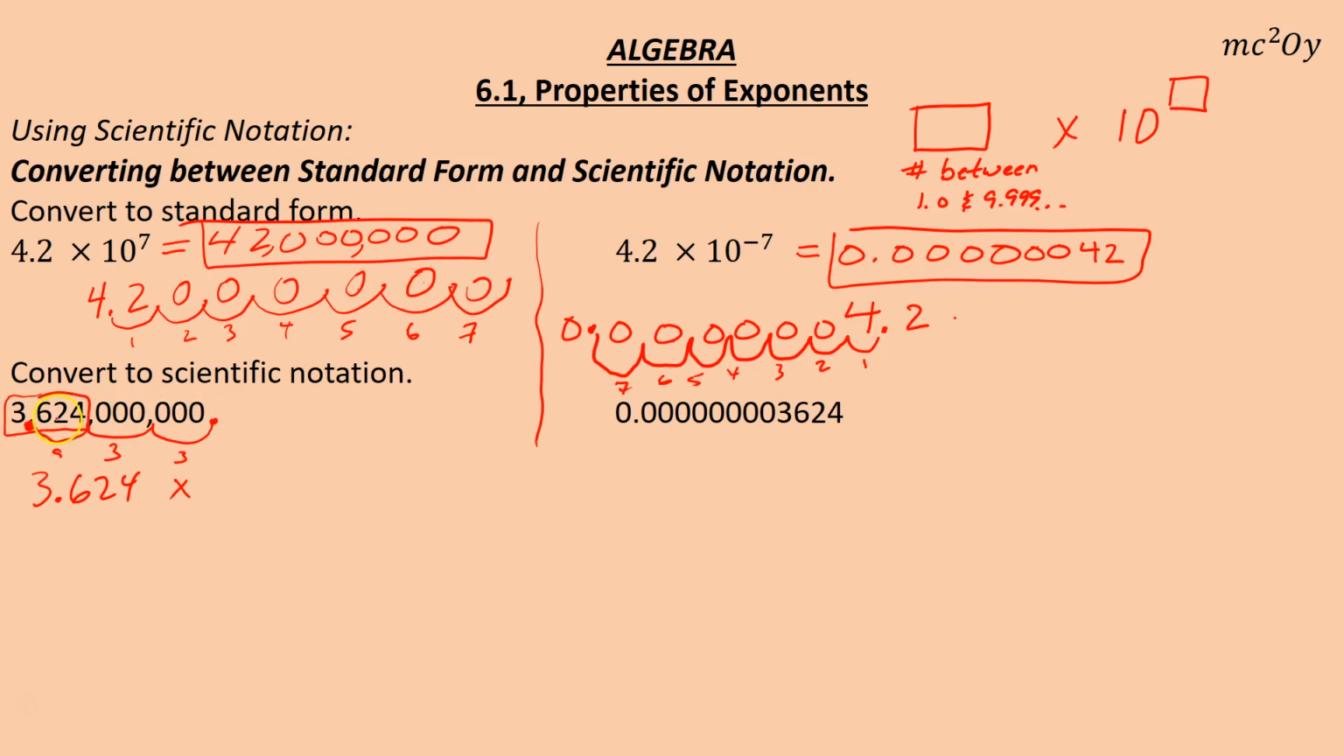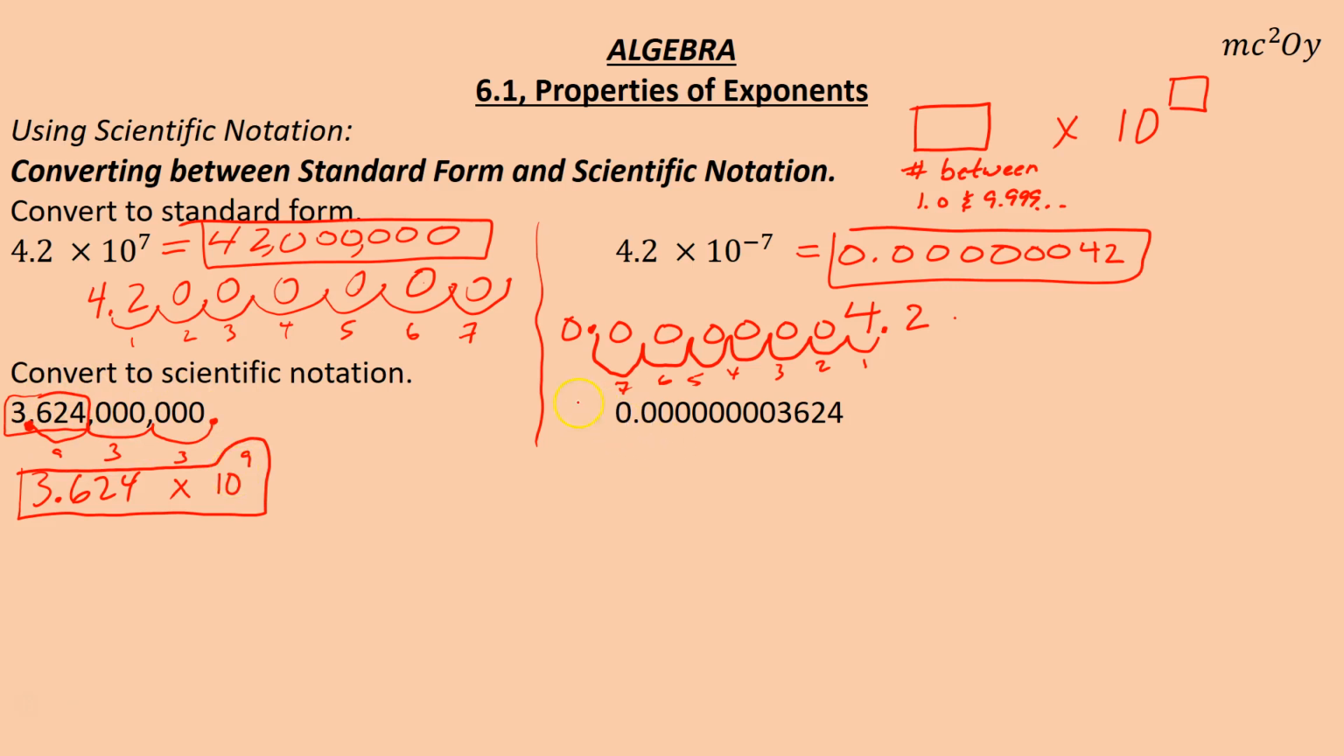I went from big to small. So my number's getting smaller, so my power has to get bigger. 3.624 times 10 to the 9th power. Since my number went from big to small, my power has to get bigger. Or, I started with a really big number, so my power is big.